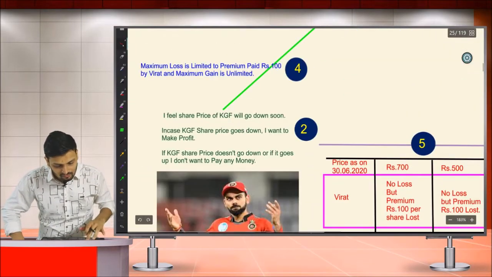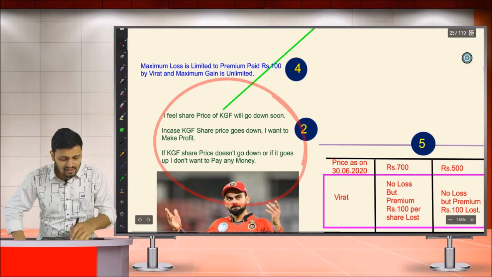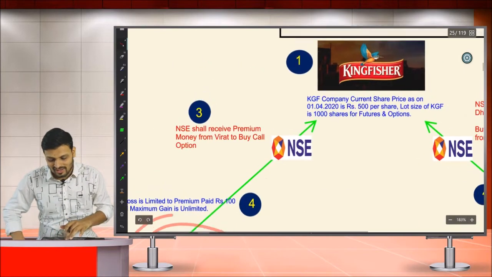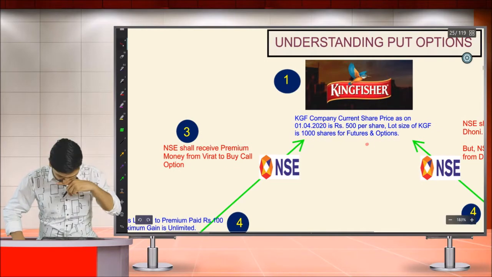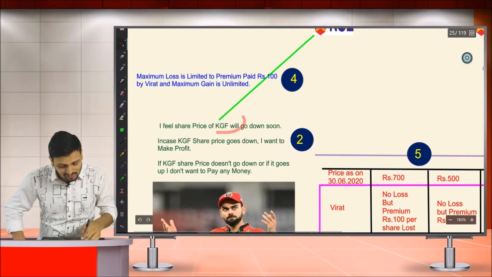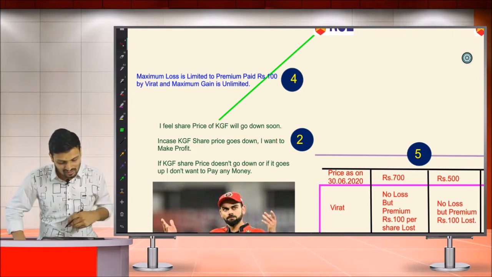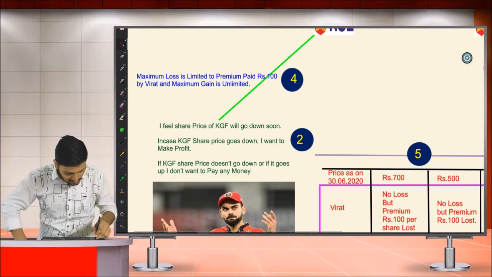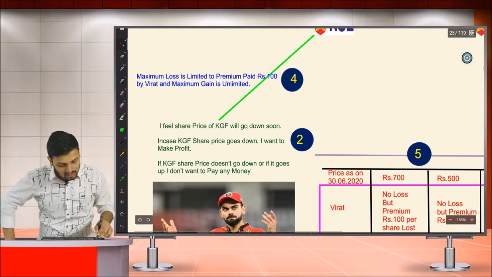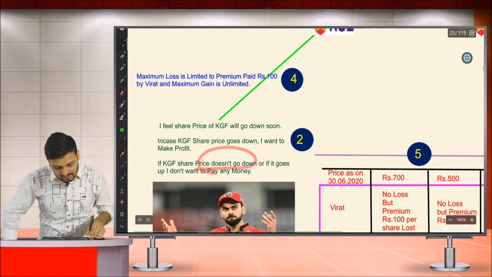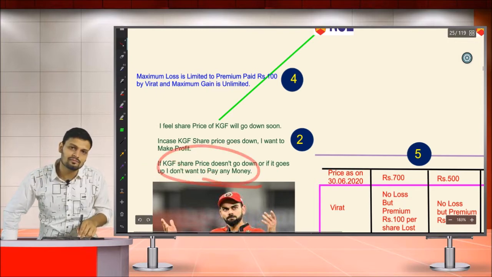So Virat Kohli, what is his story right now? I feel the share price of KGF will go down soon. Now what is KGF? Don't tell me it's a movie. KGF is nothing but Kingfisher. He's from RCB, and you all know who is the franchise owner of RCB. It's Kingfisher. In case KGF share price goes down, I want to make profit. If KGF price doesn't go down, or if it goes up, I don't want to pay any money.